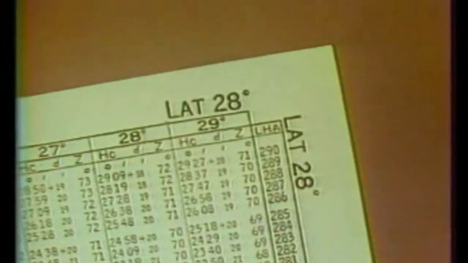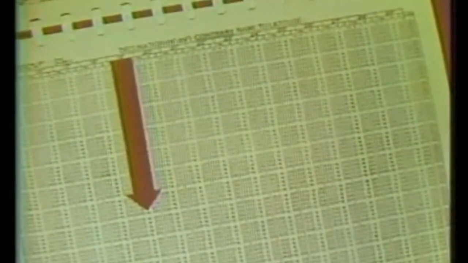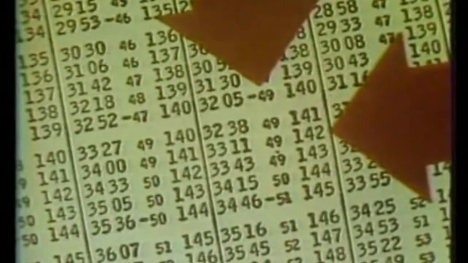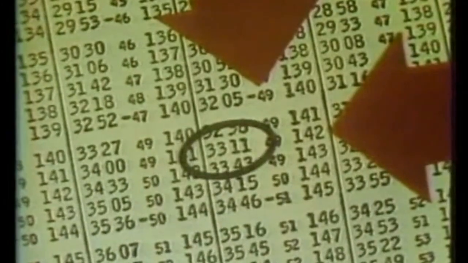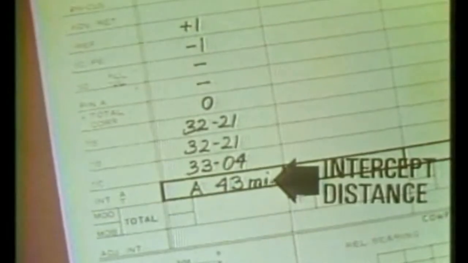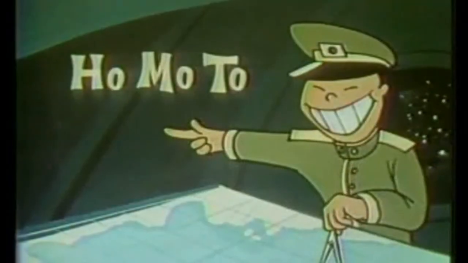Enter HO 249 with latitude of your AP, the declination of the observed celestial body, and the LHA of the body. This enables you to find HC, the computed altitude of the celestial body, Z, the azimuth or bearing angle, and ZN, the true azimuth. By comparing HC with HO, you can determine the intercept distance between your actual circle of equal altitude and that of your AP. Remember HO-MO-TO.